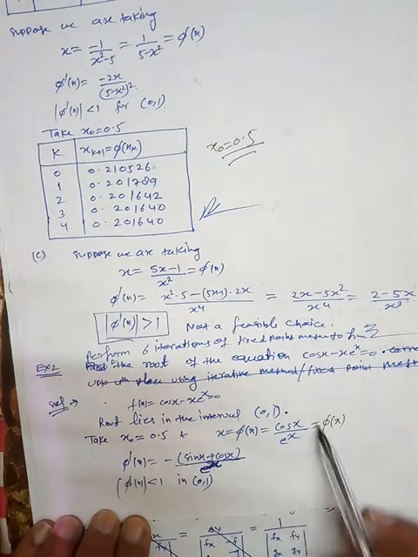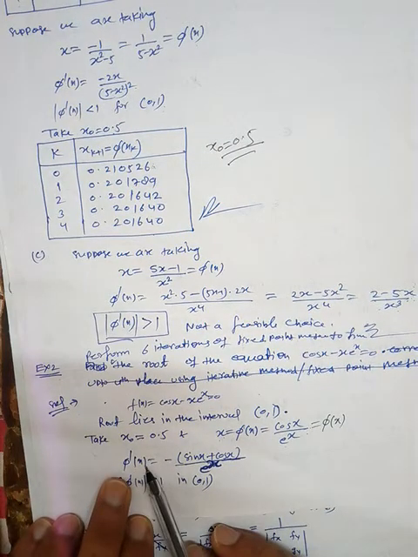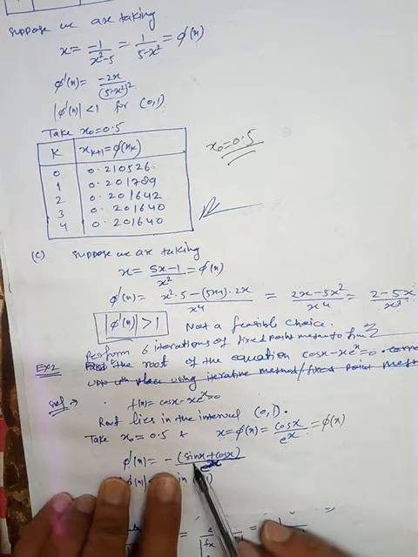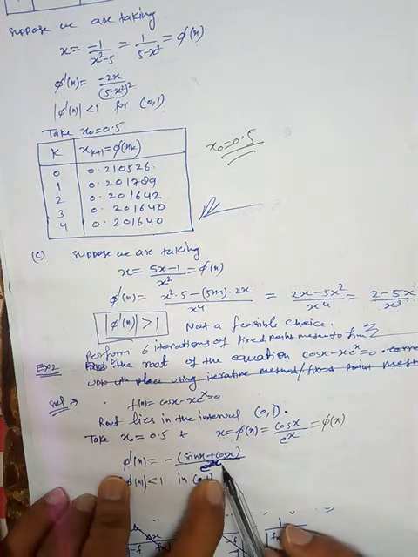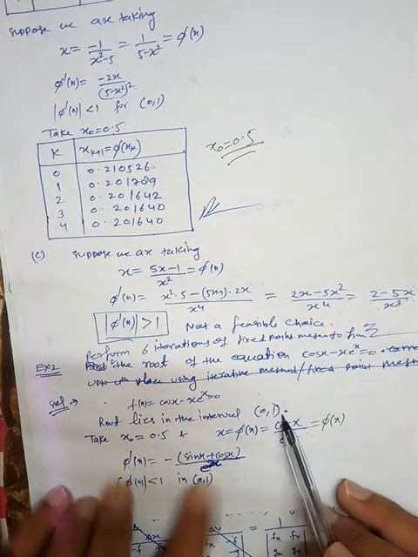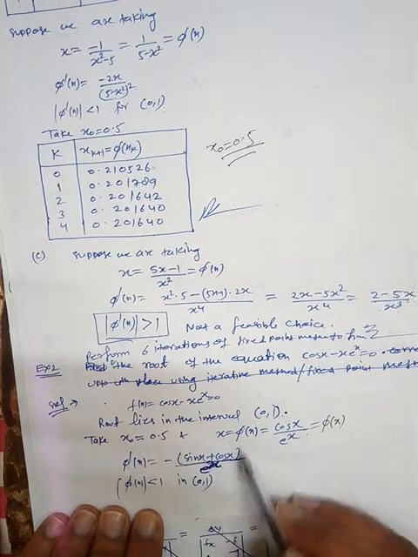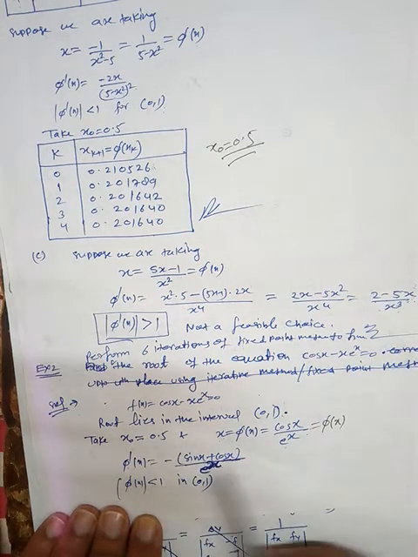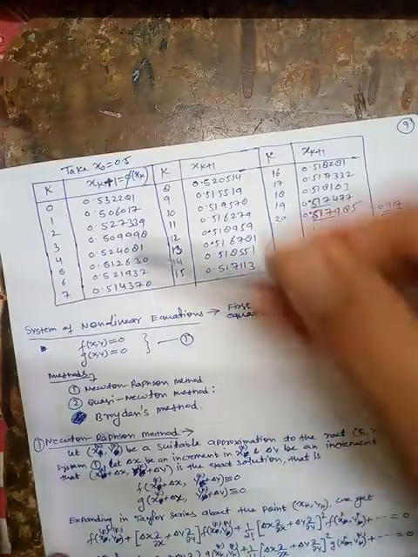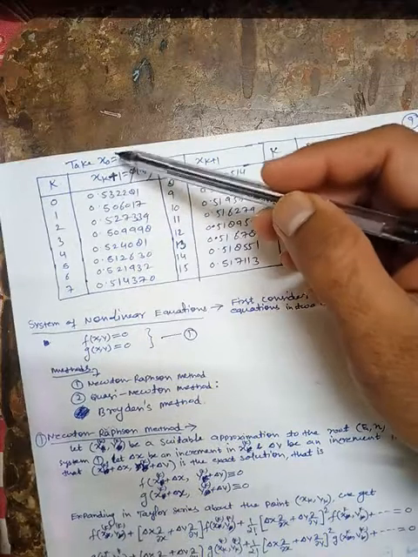Okay, so now first check the convergence. So just take the derivative of this function, which is minus sin x plus cos x divided by e raised to the power x, and in this interval 0 to 1, the magnitude of this function is always less than 1. So it is a convergence formula, and that's why we have taken this and solved this problem.